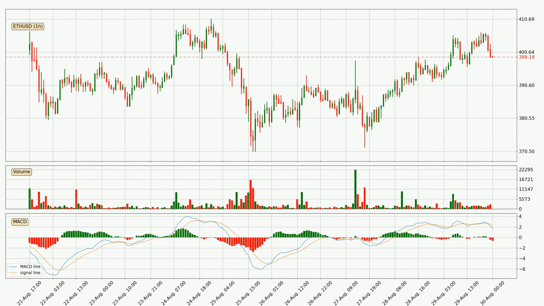Looking at the hourly MACD, the MACD line is below the signal line, which shows that the current trend is on the downside. The MACD histogram shows that the momentum is currently strong and it could be expected the price to go further to the downside.